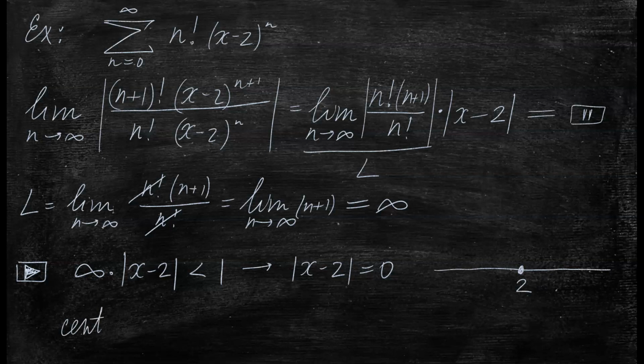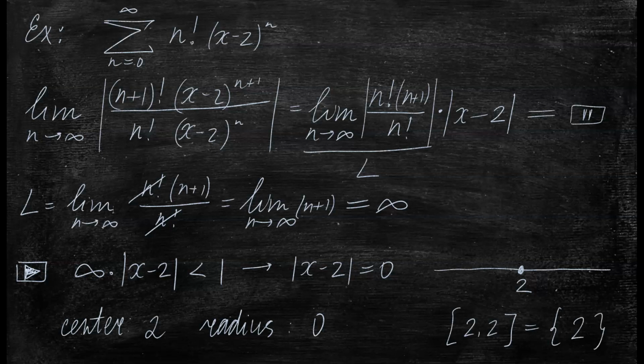However, we can still think of it as an interval centered at 2. It's just the radius is 0, and to write it in interval notation, I guess we can do something like this. It's the interval from 2 to 2, or we can just write it as a single point using the set notation. All right. So again, when L is 0 or infinity, the answer is pretty straightforward. So let's do one more problem where we get something interesting.